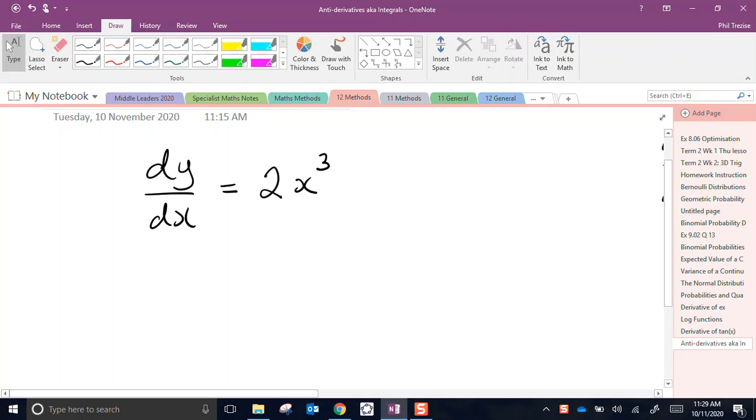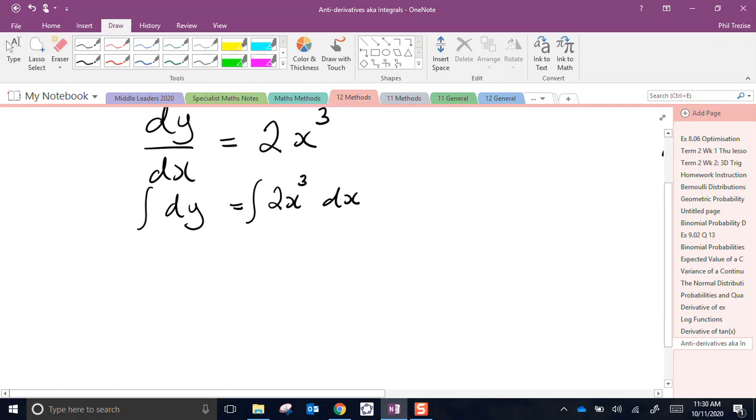So the way we approach this is to first of all move the dx infinitesimal to the right hand side. So the x variable and the infinitesimal dx are together and the dy infinitesimal is here. Then we take an antiderivative or an integral of both sides. We do the same thing to both sides.